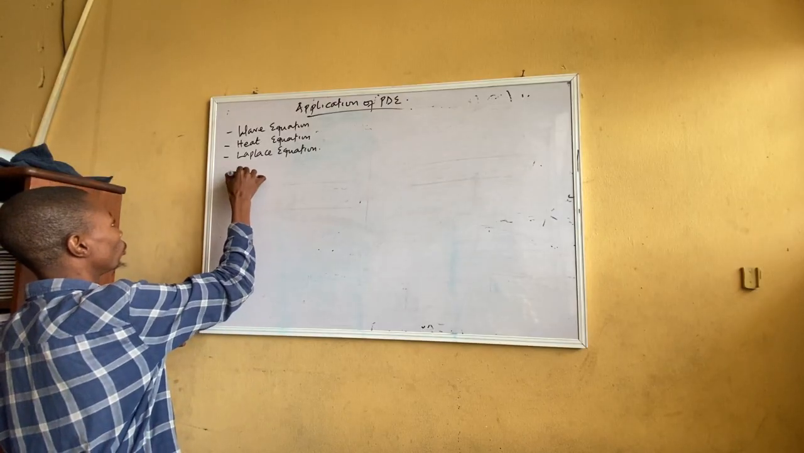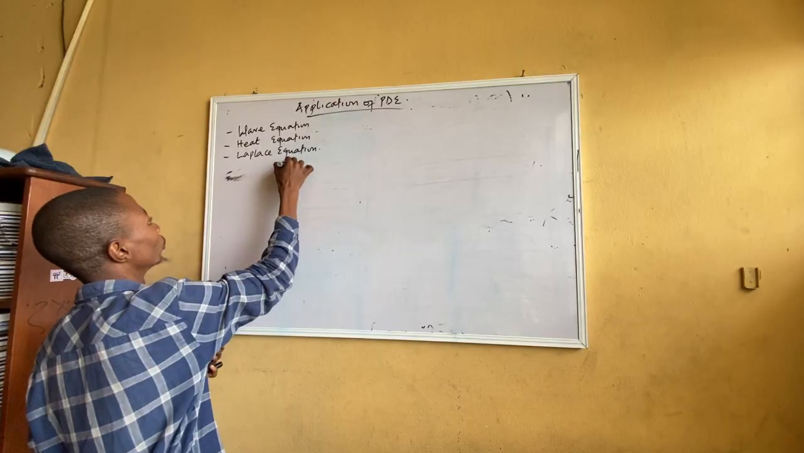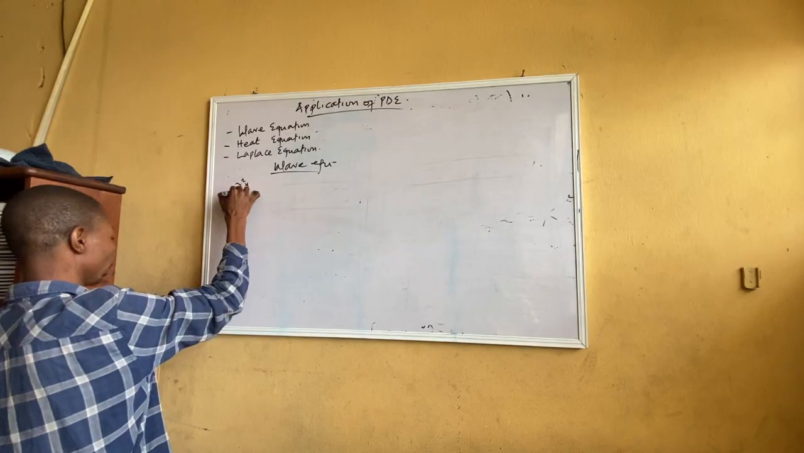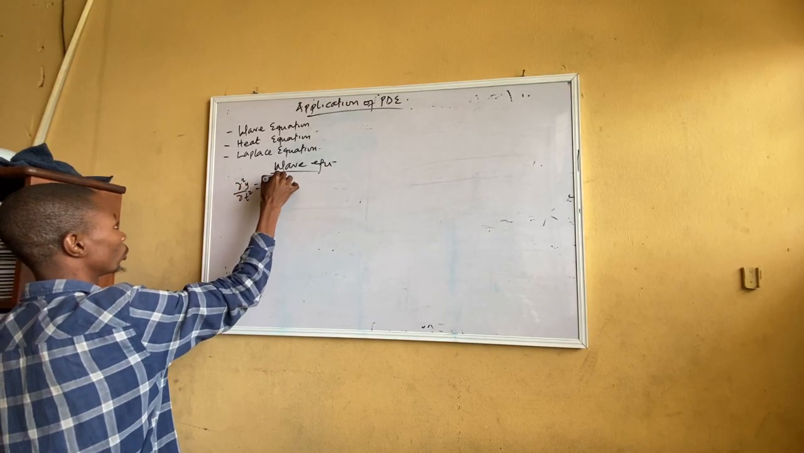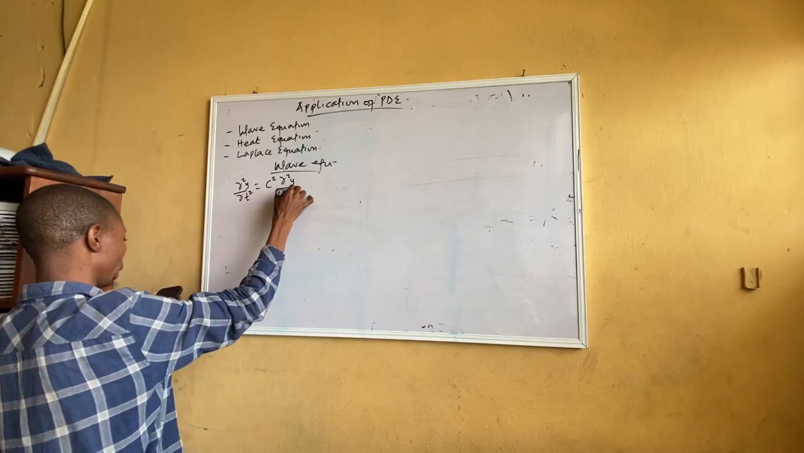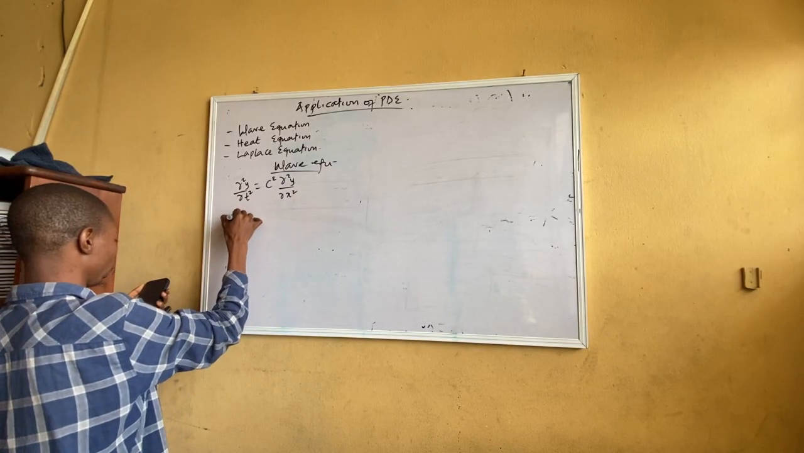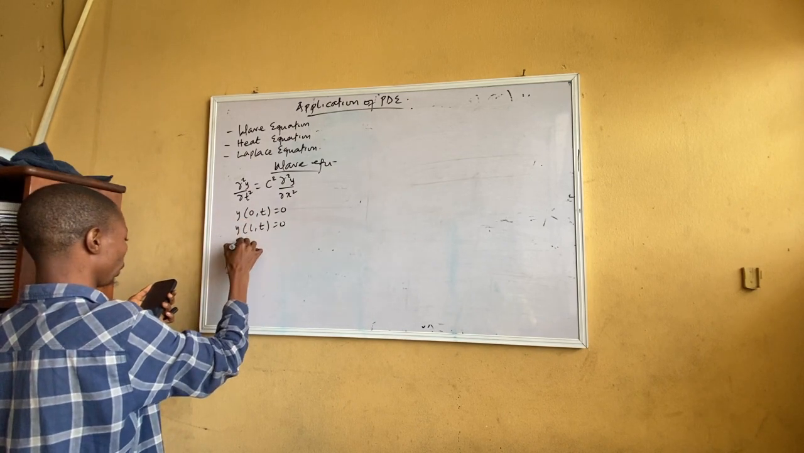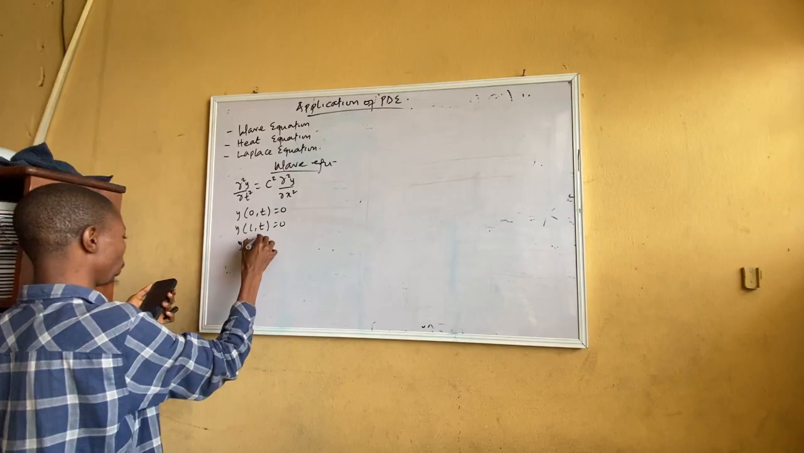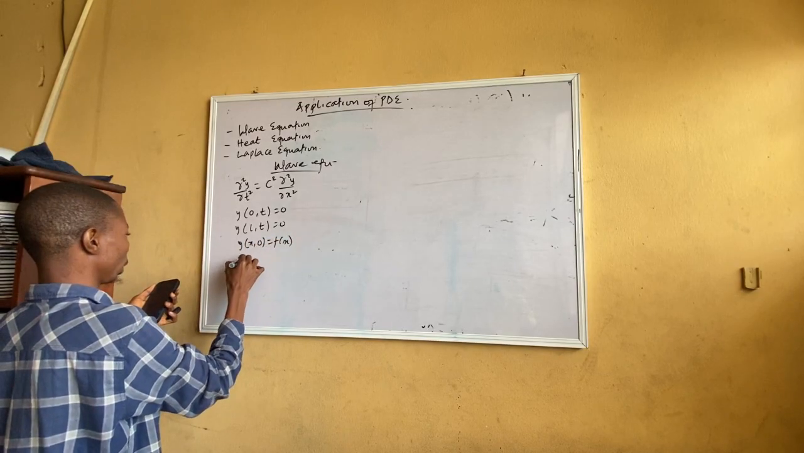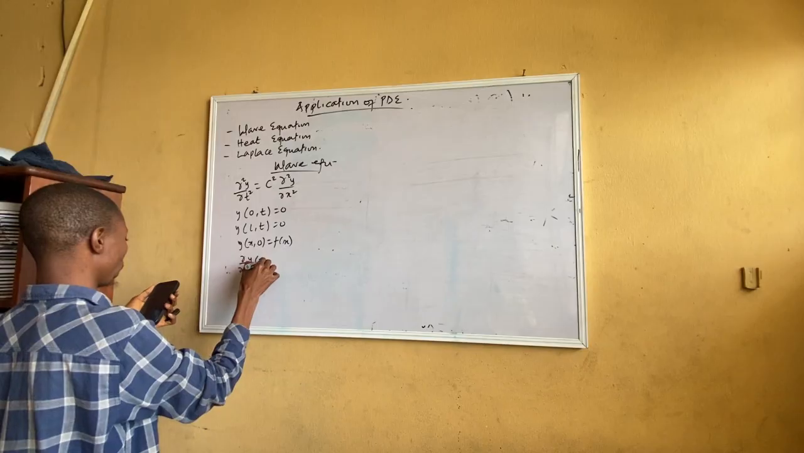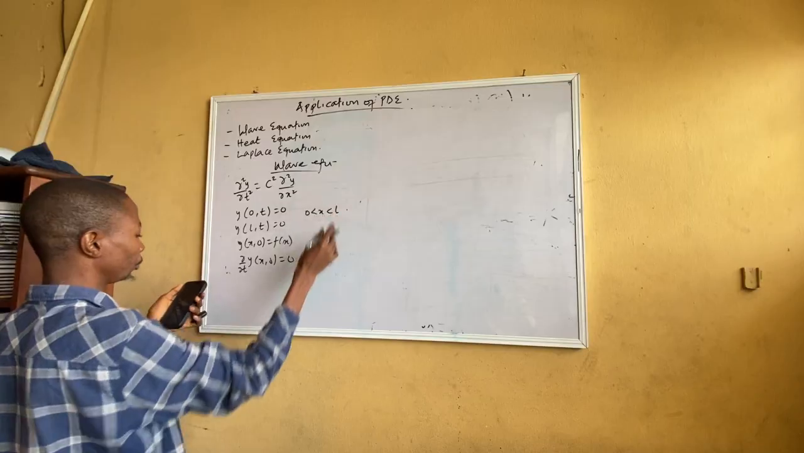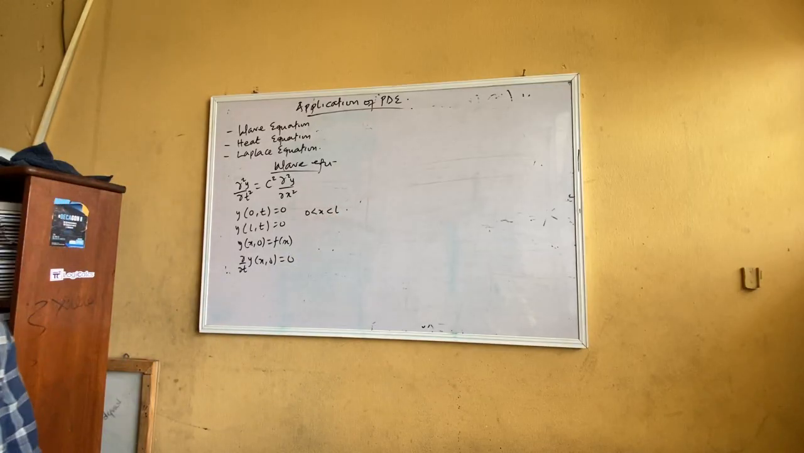Suppose we are asked to solve, let's start with the wave equation, this problem: d square y dt squared equals c squared d square y dx squared. With this condition, y of 0 comma t equals 0, y of l comma t equals 0, y of x comma 0 equals f of x, and d dt of y of x comma 0 equals 0, and x ranges from 0 less than x less than l. So this is the problem we want to solve now.